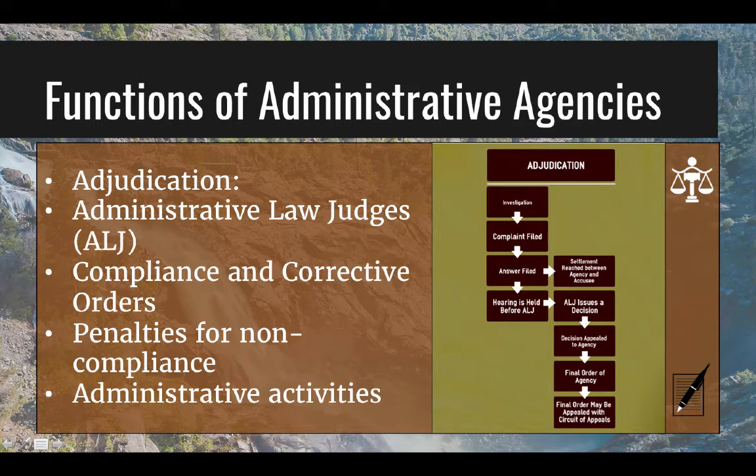If a settlement is not reached, then there is a hearing in front of an administrative law judge, at which point the administrative law judge issues a decision. The decision can be appealed, and a top-level representative of the agency issues the decision. That decision can be appealed to the Circuit Court of Appeals.